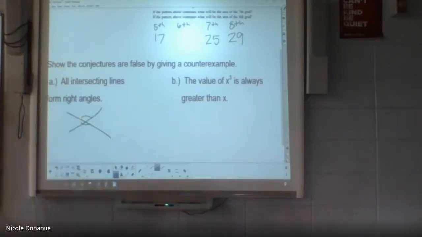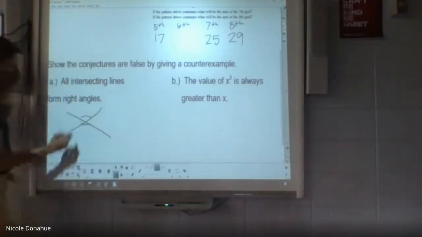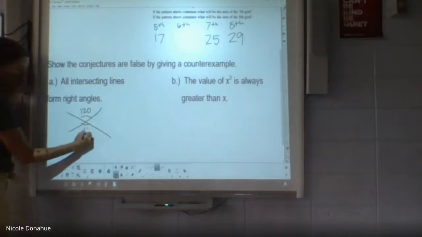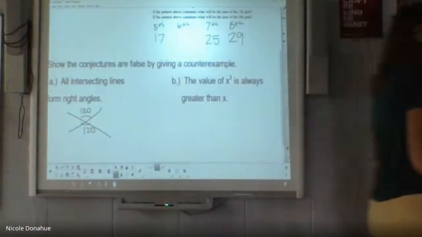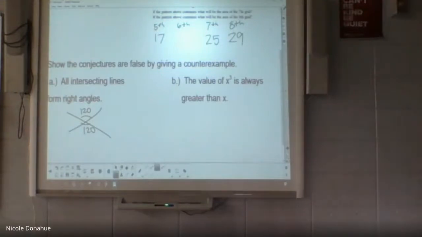Yeah, so those two could be equal. Those two are equal to each other. Maybe there's something other than 90. Maybe these are both 120. So I want you to show me that there's something other than what was predicted, that they don't form right angles. They're not 90 degrees.